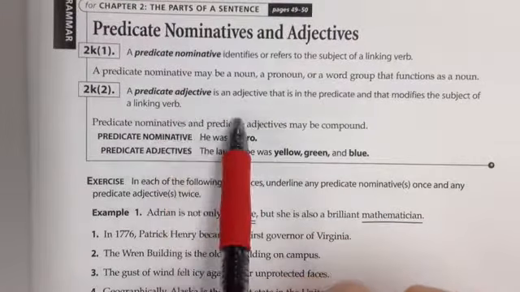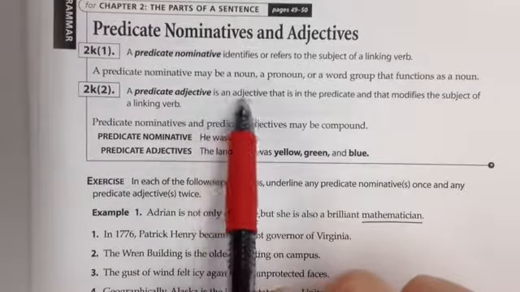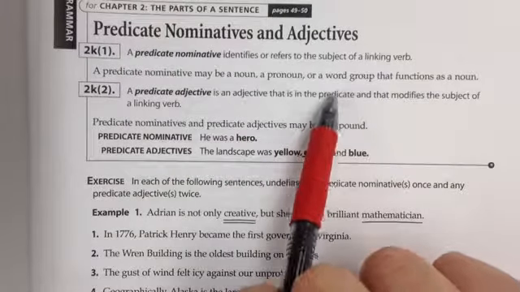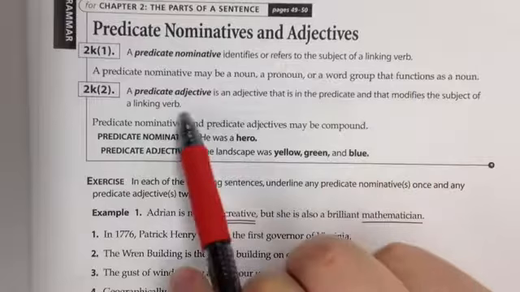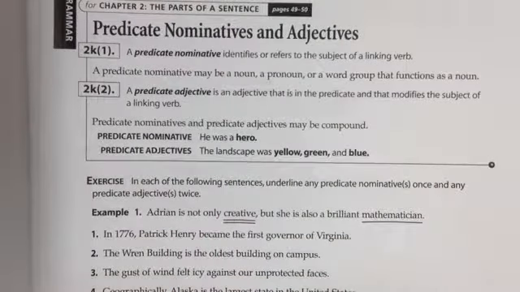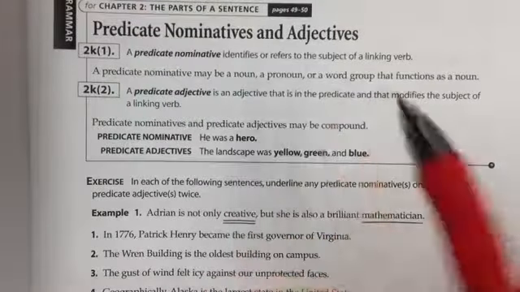Predicate adjective is similar. Instead of a noun after a linking verb, it is an adjective that is in the predicate, which means after the verb, and that modifies the subject of a linking verb. So here's an example here. Predicate nominative. He was a hero.